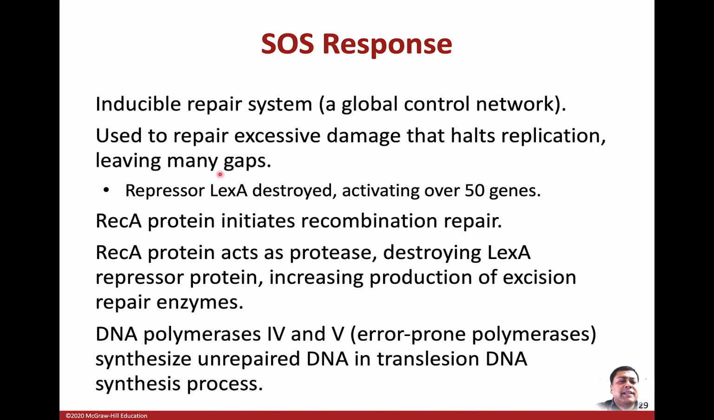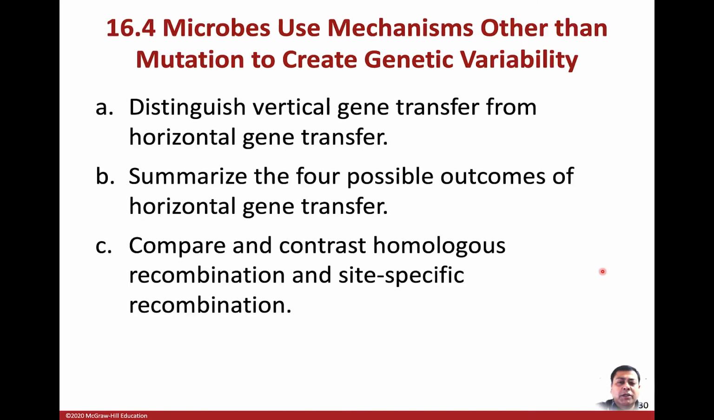When you have an extensive break in the DNA, they try to rescue the DNA by this process, but still they are error prone, and that can lead to a lot of mutation as well. But this is the last process by which the bacteria try to save the DNA from being completely lethal to the organism. So the next portion that we are looking at is how microbes use mechanisms other than mutation to create genetic variability.